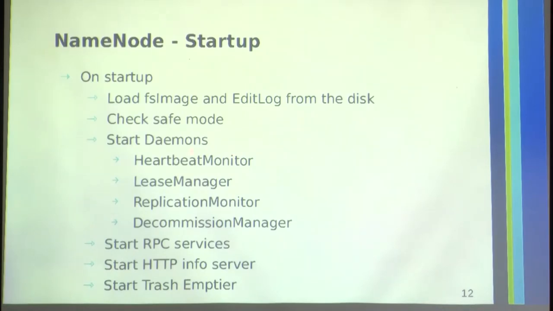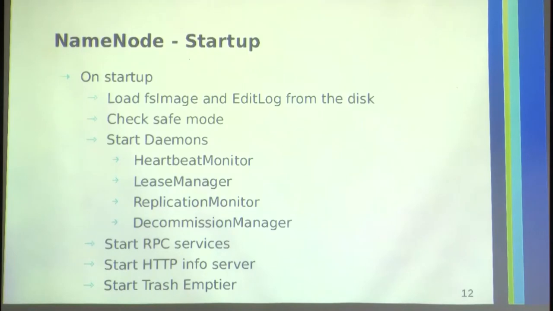Okay. So there's a bunch of daemons. There's a heartbeat monitor that is going to make sure that the data nodes are alive, because data nodes could fail. So regularly they send what's called a heartbeat. It's just a very regular message saying, yes, I'm still alive, yes, I'm still alive, right? A lease manager is for when clients write to files: they first need to get a lock so that other clients don't try to write to the same file at the same time.